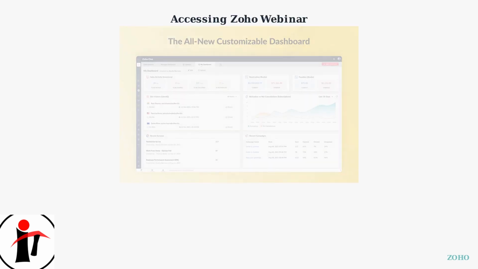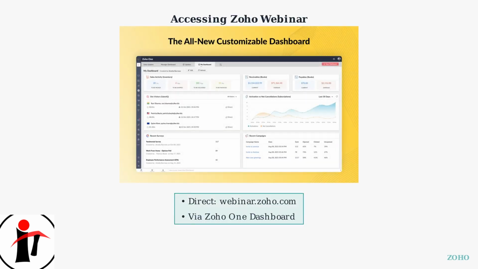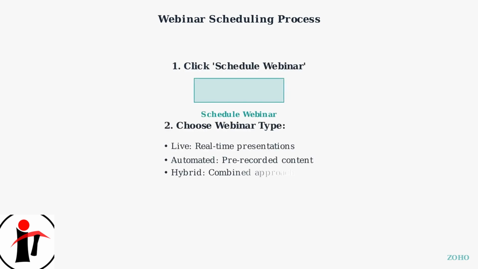To schedule a webinar in Zoho, you have two main access points. You can navigate directly to webinar.zoho.com or access it through your Zoho One dashboard. Once you're in the platform, click Schedule Webinar to begin.